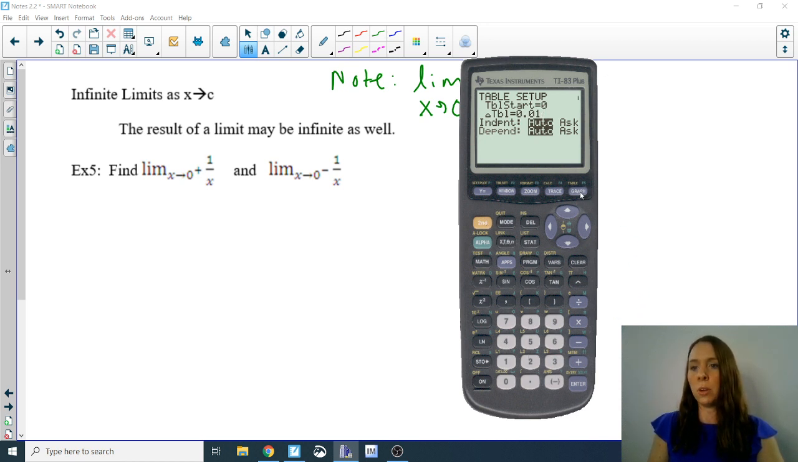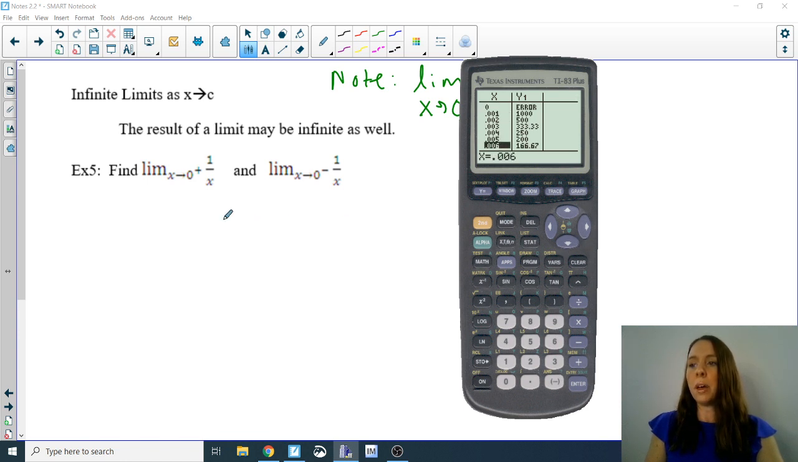I should have written down what I did. Yeah, that works okay. Maybe I should do 0.001. That might be a little bit better. Yeah, I think so. That looks good.